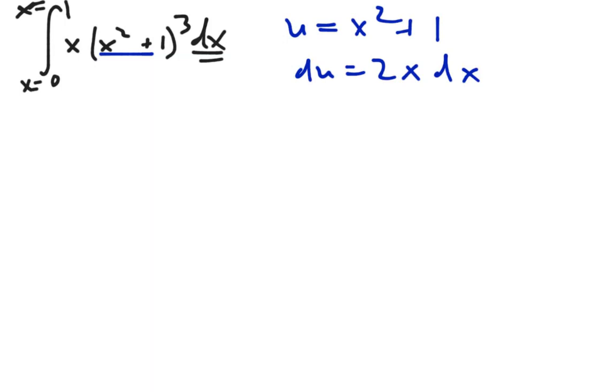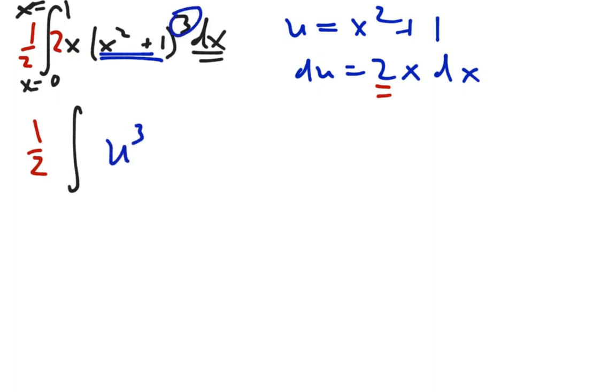We'll substitute everything. Notice that we're going to need a 2, so I'm going to doctor up and then counterbalance with a 1/2. And now I can start rewriting my integral. I'll have a 1/2 on the outside, integral. The x squared plus 1 on the inside gets replaced by u and the cubed, because it's cubed. And then the dx and the 2x for my doctoring gets replaced with du.